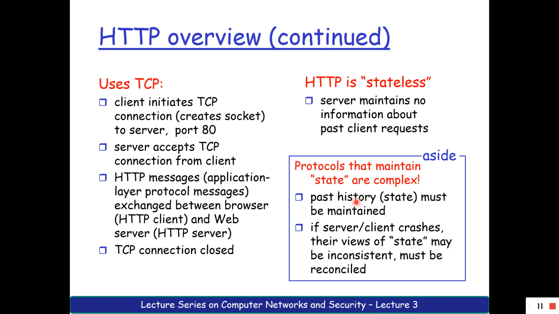The client is the one that is going to store all the information. That's why we have history in our own browser. So the server is not going to maintain the history; rather, the client maintains its own history. If there is a client or server crash, the views of state may be inconsistent, and I may have to reconcile it, recheck it or rebuild it.